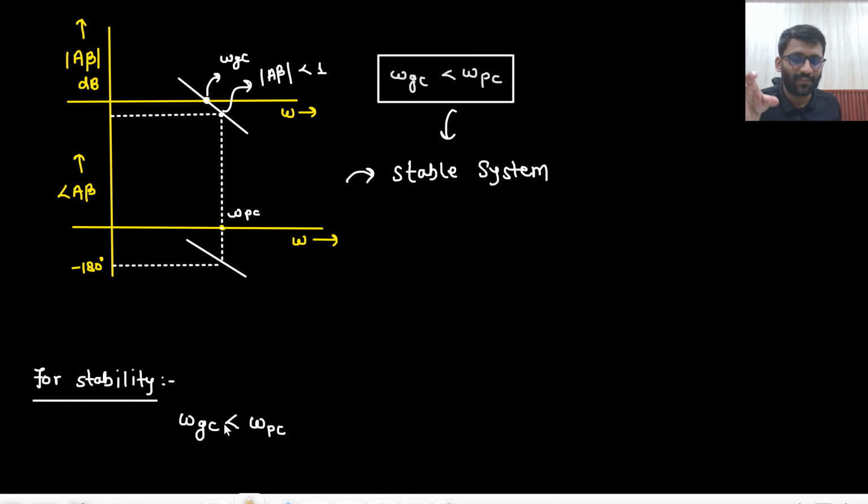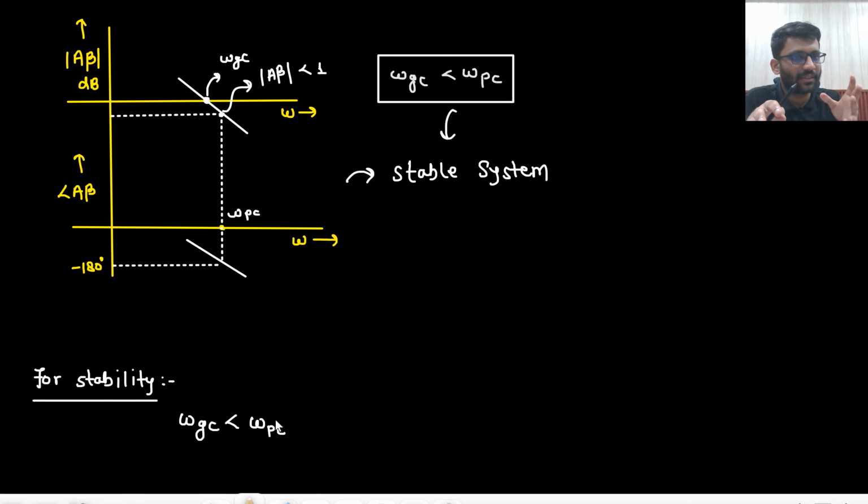But if your omega GC is less than omega PC, then your system is stable. There are a lot of exceptions here as well, but whatever I have told, that negative feedback system, phase shift minus 180 degree, if all these conditions are combined and then you say that omega GC is less than omega PC, then 100% your system will be stable.